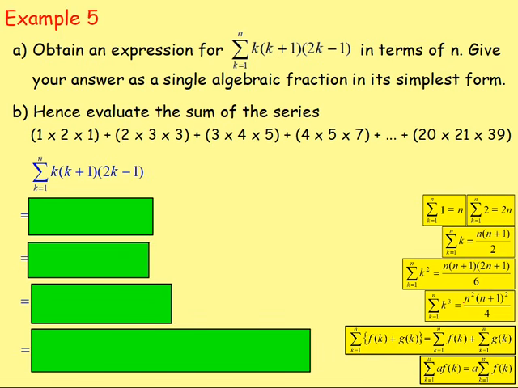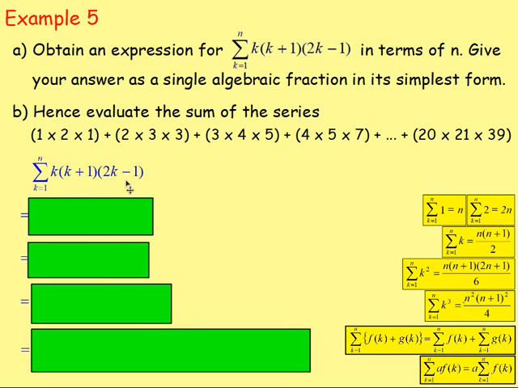Example 5, obtain an expression for the sum of k times k plus 1 times 2k minus 1, going from k equals 1 all the way up to n in terms of n. Again, give your answer as a single algebraic fraction in its simplest form. And part B, hence evaluate the sum of the series 1 times 2 times 1 plus 2 times 3 times 3 plus 3 times 4 times 5 plus 4 times 5 times 7 plus all the way up to 20 times 21 times 39.